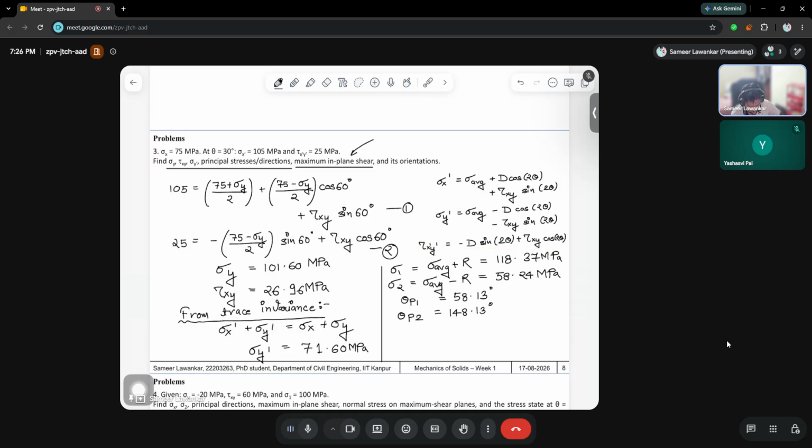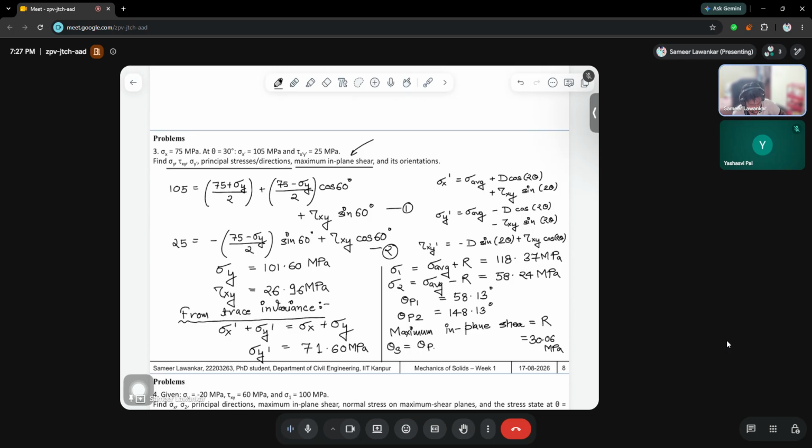How it is the R value you will get to know in subsequent classes, or I will explain it when the particular concept comes, but because it is in the problem here, I will just write it for now. So maximum in plane shear is basically the radius R, this value of R, which is equal to 30.06 MPa.